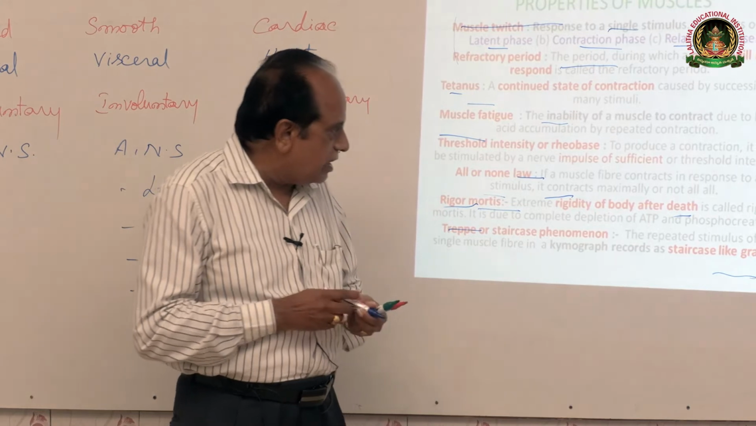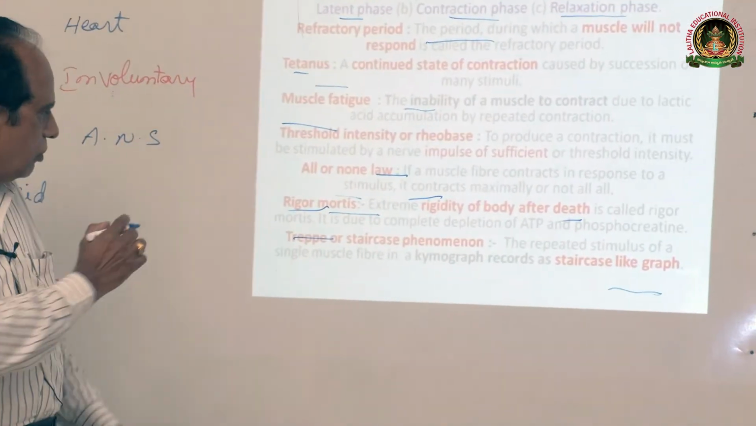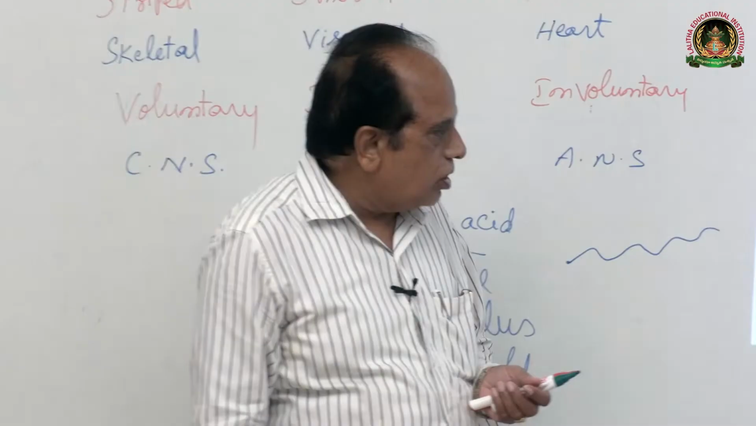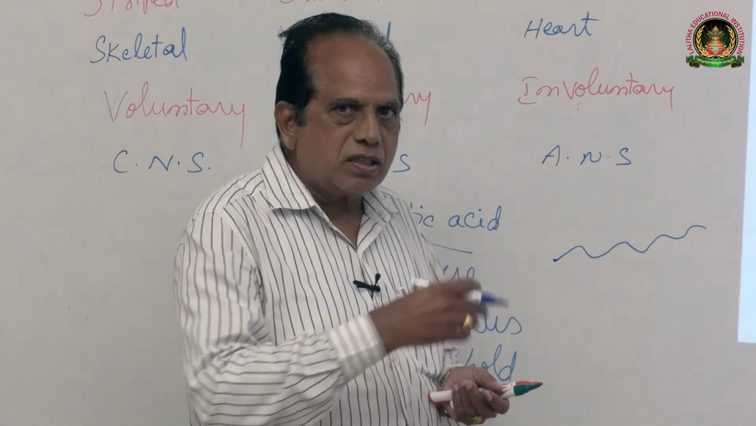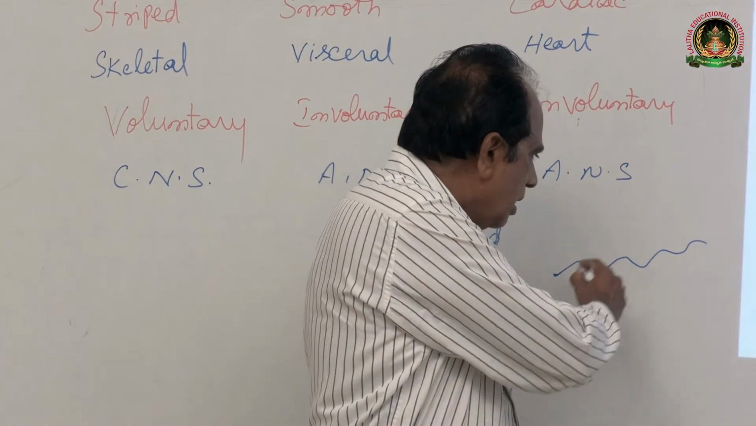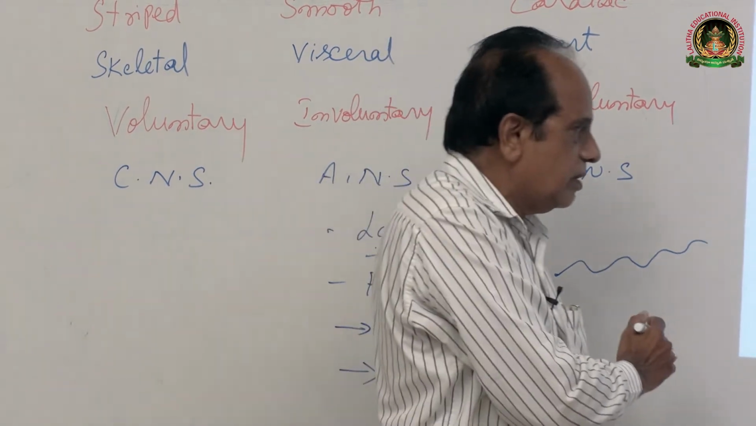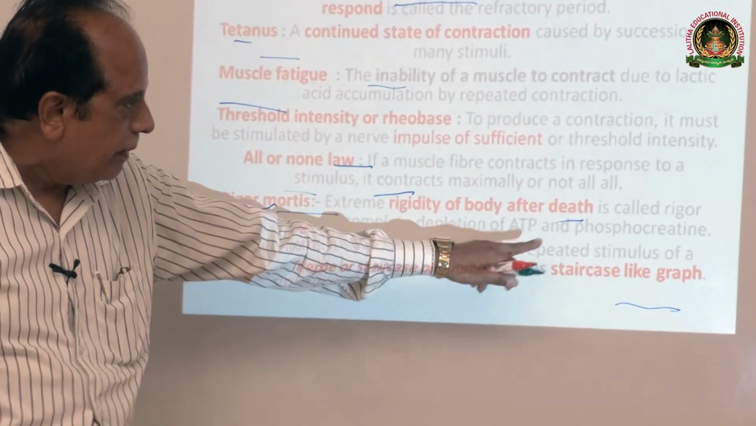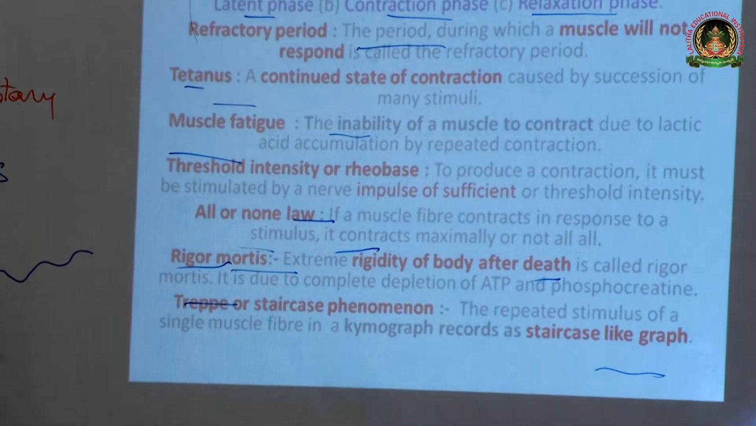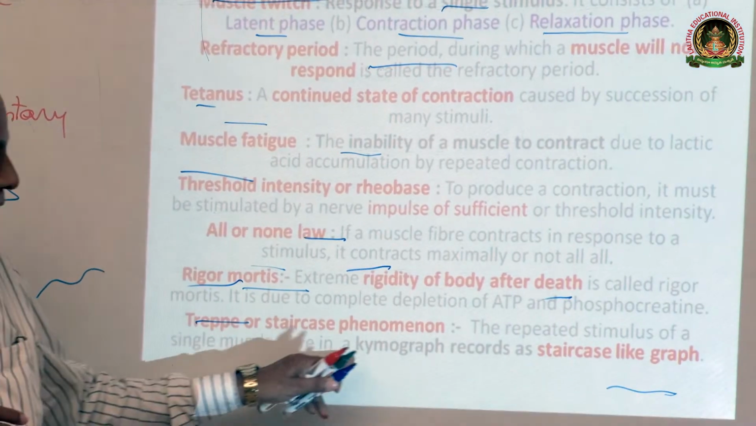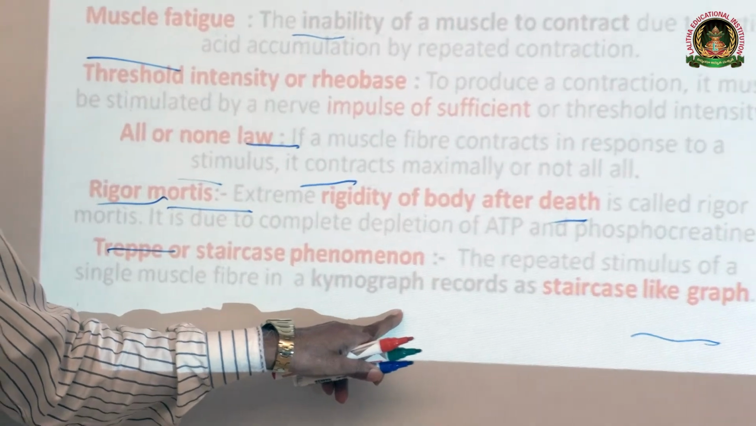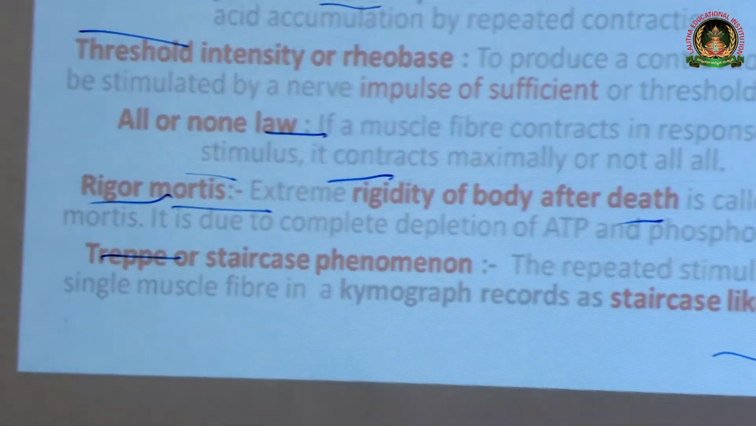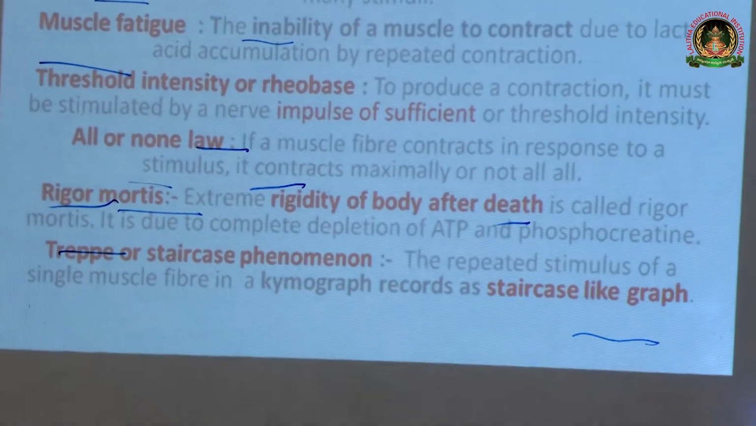Then treppe or staircase phenomenon. Whenever we record the muscle contraction, the electrical impulses emitted by the muscle contraction appear almost like a staircase due to continuous stimulus. This is what we refer to as the staircase phenomenon, the repeated stimulus of a single muscle, and it is recorded by means of the kymograph in the form of a staircase-like structure. So, it is referred to as treppe or staircase phenomenon.